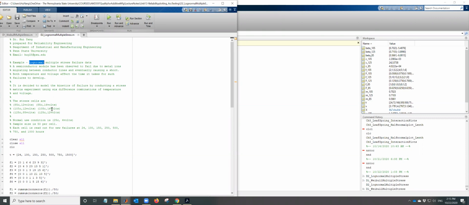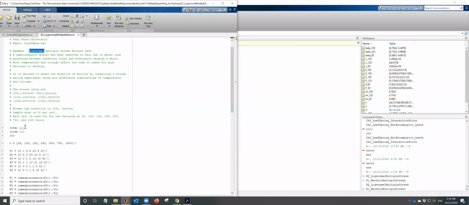105 16 volt. And then we have 125 degree 12 volt. But the normal use condition is 25 degree and 4 volt. In each stress condition, we're going to have 50 semiconductor modules. And now we're going to read out the failure time at 24 hours, 100 hours, and then until 1000 hours. So those are the data we have.